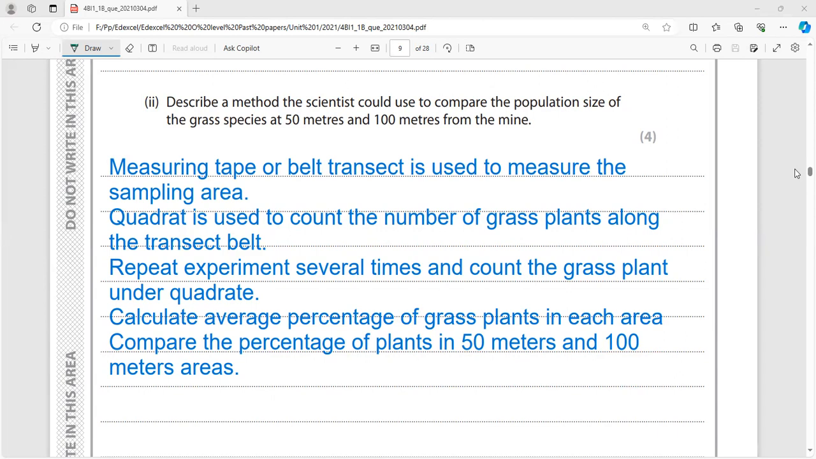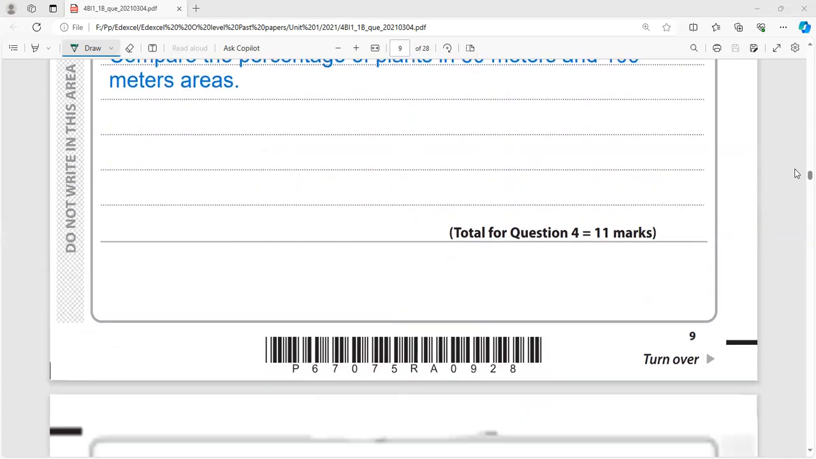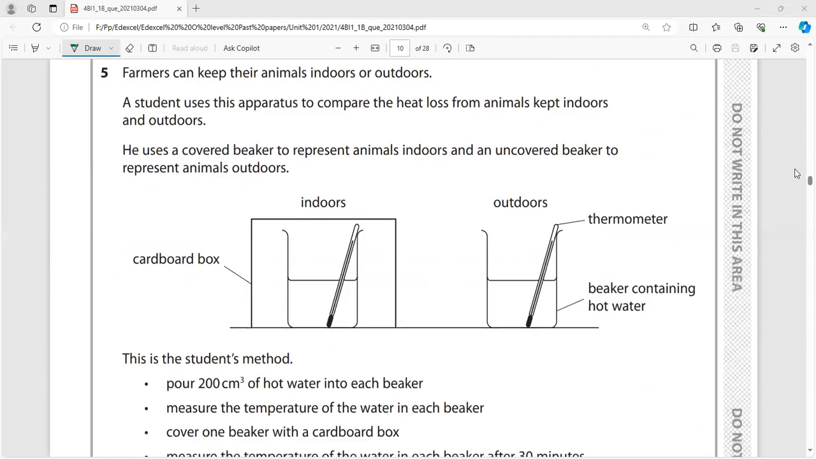So easily you can secure marks by using these keywords, the 4 points. We're going to move to the next question here. The farmer can keep their animal indoor or outdoor. The student uses this apparatus to compare the heat loss from animals kept indoor and outdoor.